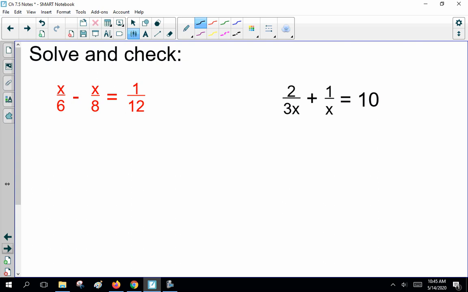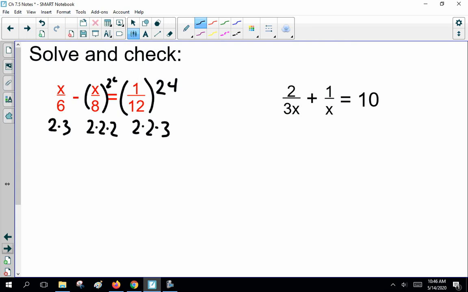6 and 8 and 12. That's 2 times 3. That's 2 times 2 times 2. That's 2 times 2 times 3. Sorry. Go back to Math 10C, lowest common multiple, greatest common factor stuff. So 2 times 2 times 3, or 24, looks to be my lowest common denominator. So if I do my cheating shortcut, I multiply everything by 24.